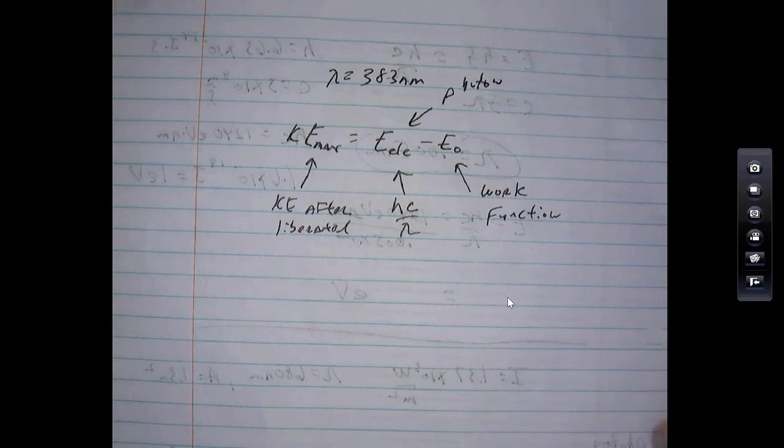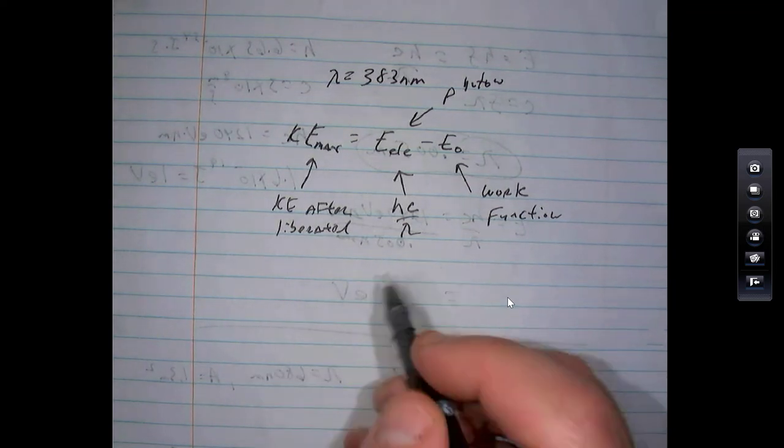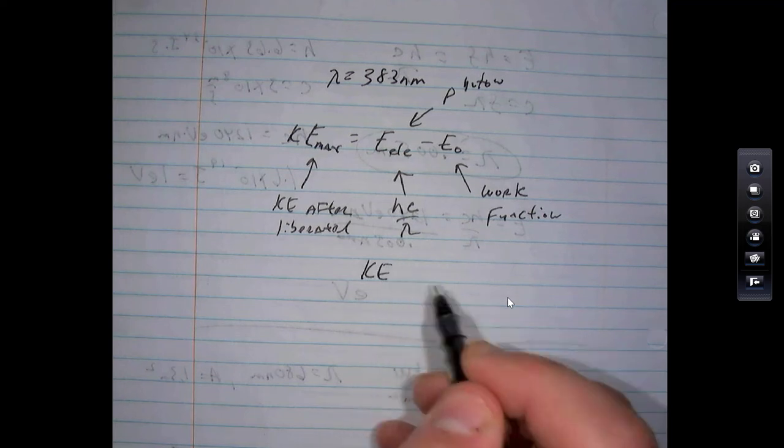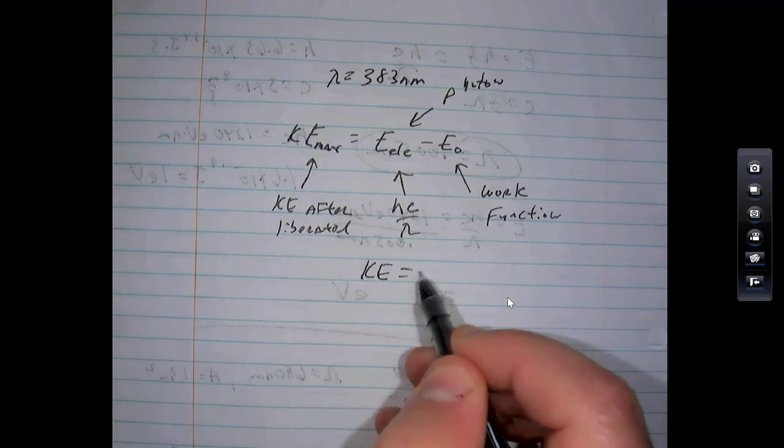Now if you just get to the position where you're going to liberate it and it doesn't have any additional energy, so to just liberate it, this kinetic energy is 0.